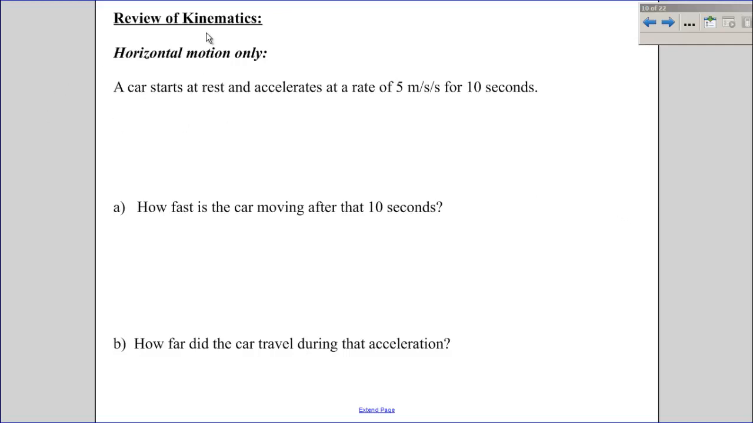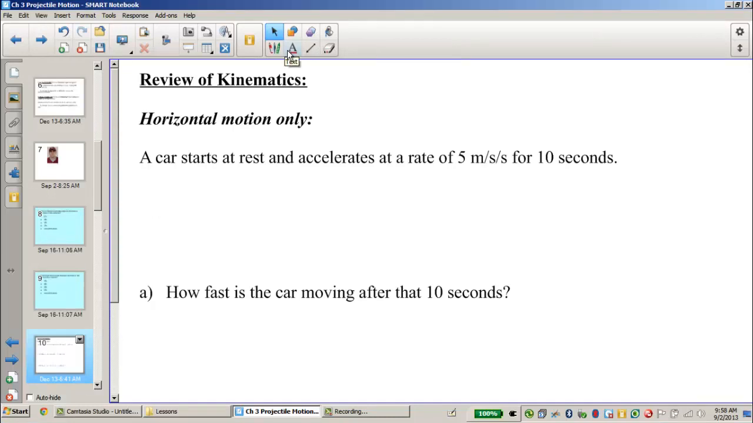This is a problem to work on kinematics. So a car starts from rest, VI is 0, A is 5. It does this for 10 seconds. Then we ask some questions. I'm just trying something new, so bear with me. I have to go back in here, and I'm going to try to do this with my pen. Hopefully I didn't block out stuff. This is Khan Academy-esque, but poor man's version.